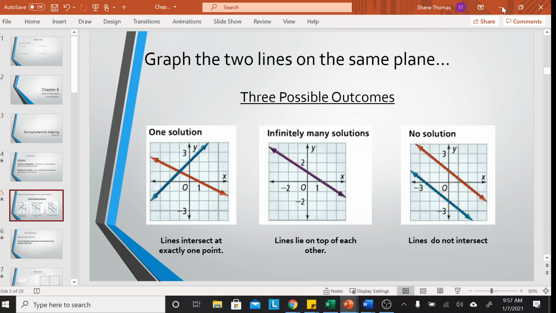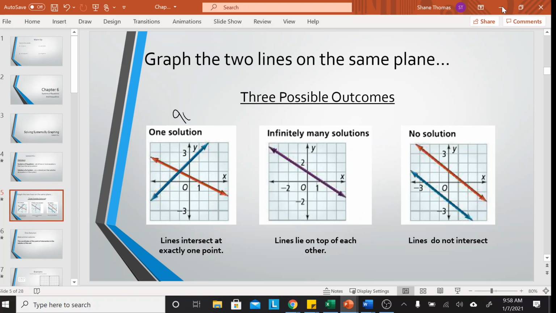First outcome is they cross, so they intersect at one single point. If this is the case, the point that they intersect at is your answer to those 2 equations. All right, that's your x and y value that fits in both. So if lines intersect, they intersect at exactly one point, and that's your answer. If the lines lie on top of each other, then that's going to be infinite solutions because every single point intersects. And the last one is no solution. The only way you can have no solution is if the lines are parallel.